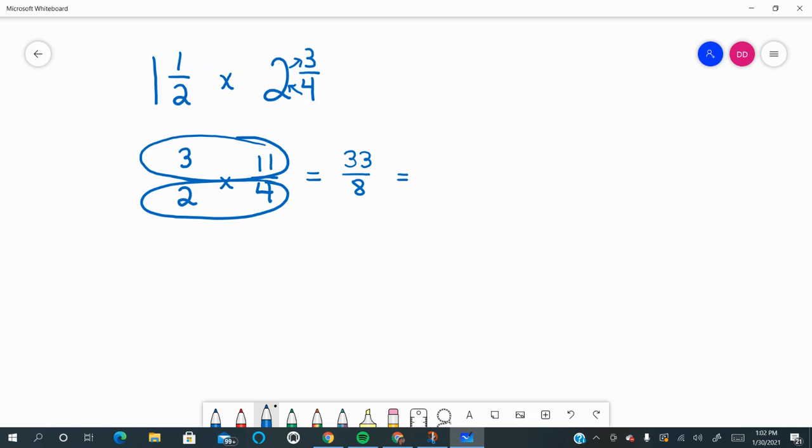It can be simplified, but you could change that back to a mixed number. 8 goes into 33 4 times. That would be 32. You would have 1 left over. 4 1/8. Let's try some more practice problems.